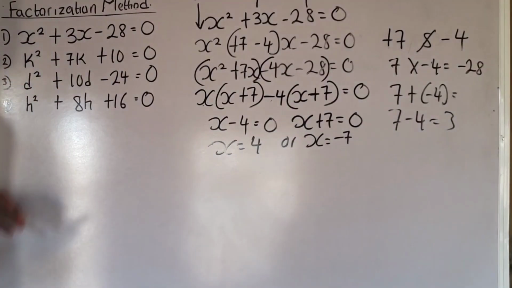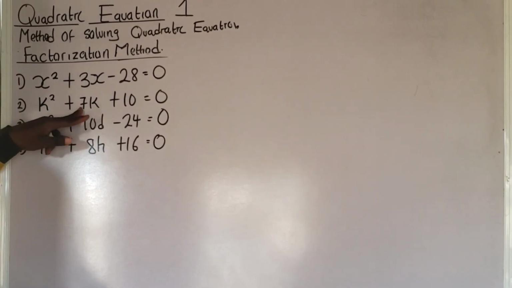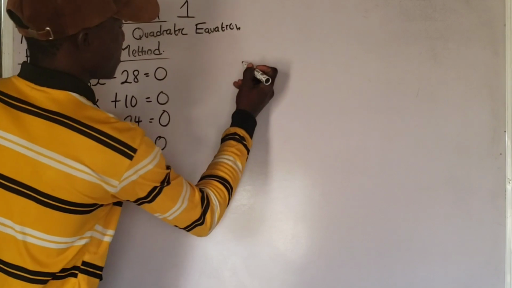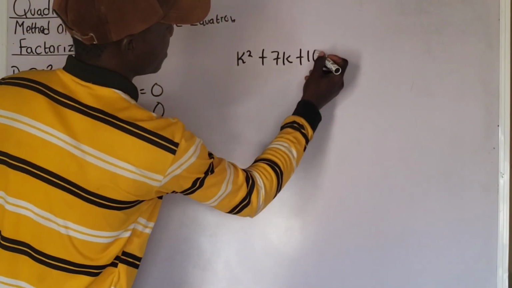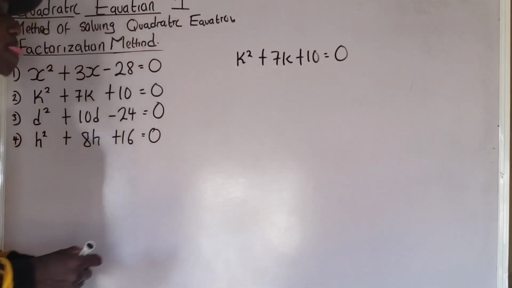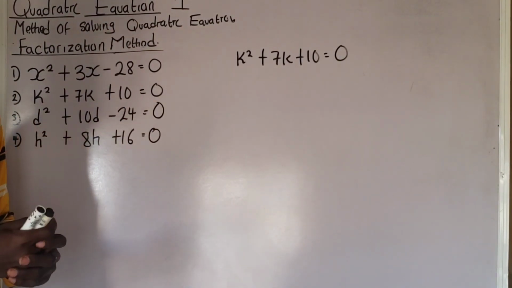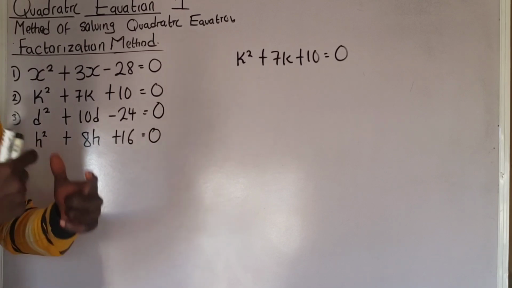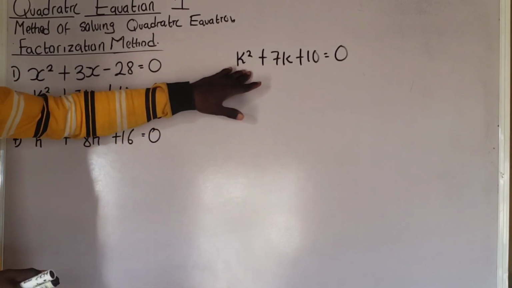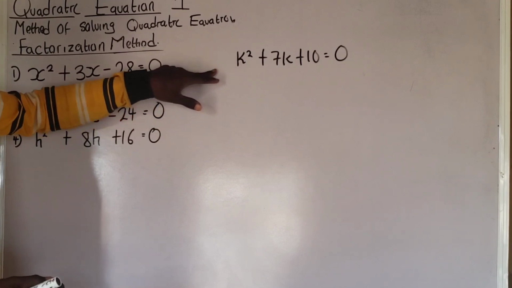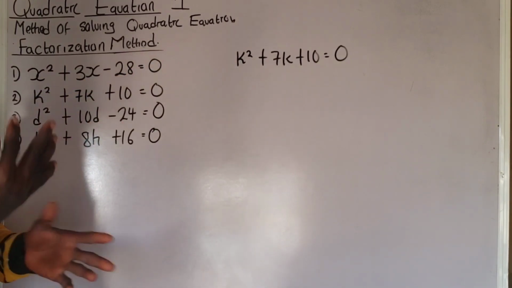Now, let us proceed to question number 2. We are asked to find the roots of k squared plus 7k plus 10 equals 0. You can see that in this quadratic equation, a is also unity. a is the coefficient of the unknown that has the highest power. The unknown that has the highest power is k, and we have k squared. So the coefficient of k squared is 1. That means that a is unity, that is, a is 1.